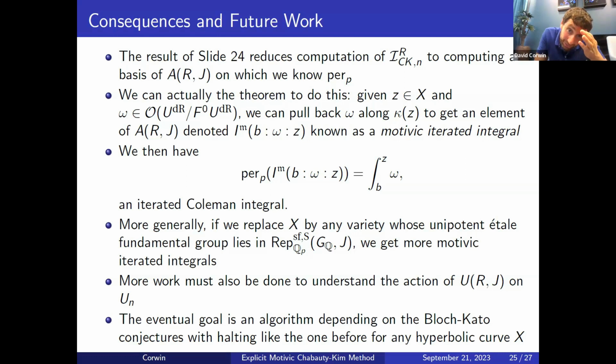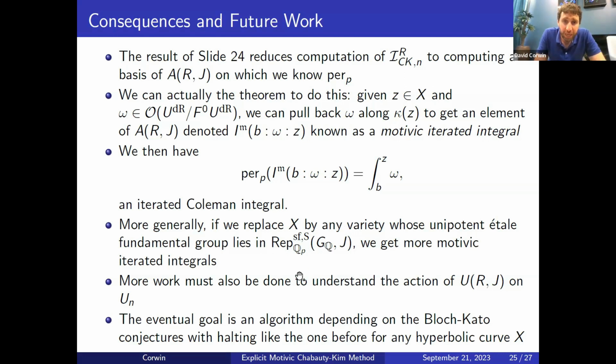And so what happens is that this gives us an element of A_RJ, and we know how to compute its p-adic period, because by the theorem, its p-adic period is the Coleman integral from B to Z of omega. And there are methods of computing this due to many people, especially Jennifer Balakrishnan.